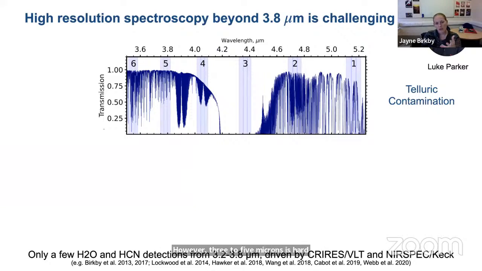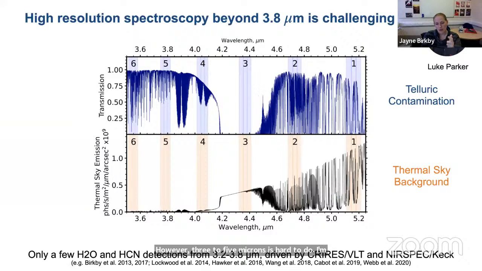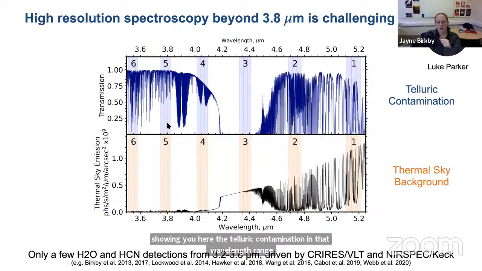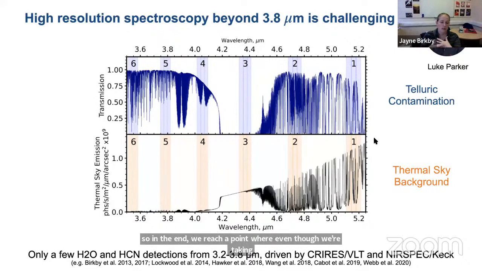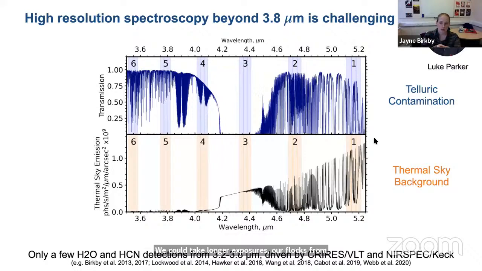I'm showing you here the telluric contamination in that wavelength range, and importantly, how the sky background changes. And you can see as we go to about 4.2 microns, there's a sudden jump in the sky background, and that just gets steadily worse. And so in the end, we reach a point where even though we could take longer exposures, our flux from our star can be completely dominated by the sky thermal background. So we want to be able to use METIS on the ELT, but the question is how far down in wavelength can we push it?